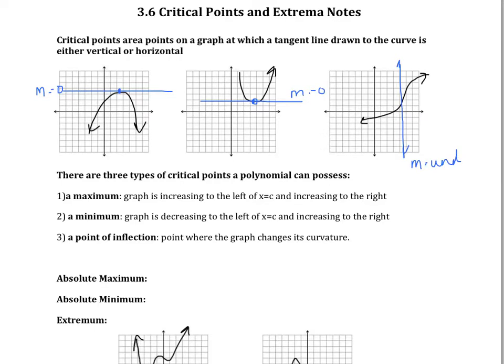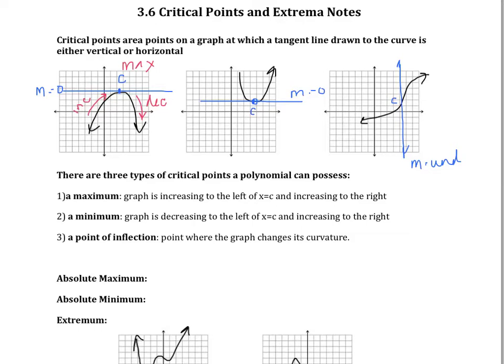So there are 3 types of critical points. A maximum, where a graph is increasing to the left of C and decreasing to the right of C, C being the point where the tangent line touches the curve. In this first example, on the left of the graph, my graph is increasing. On the right, my graph is decreasing. So point C here is a maximum.